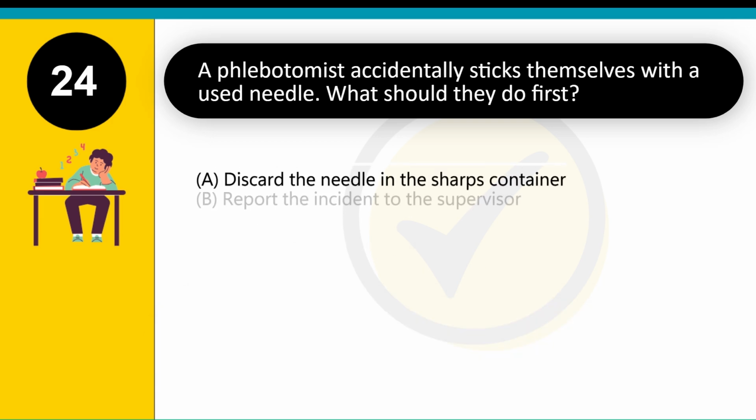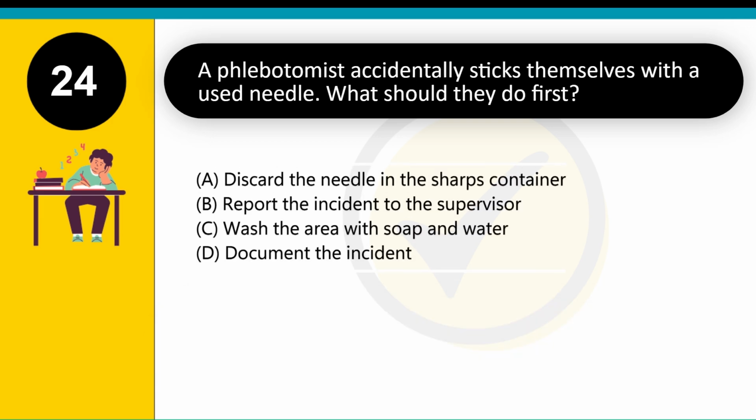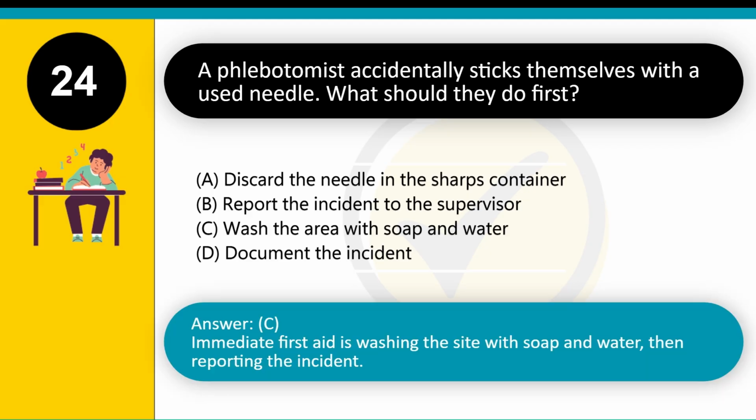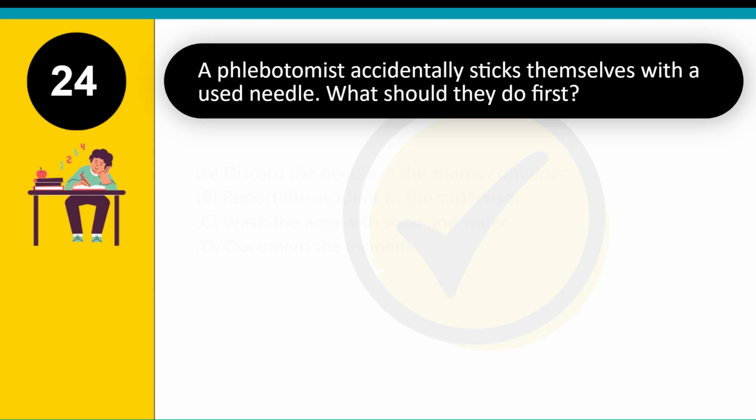A phlebotomist accidentally sticks themselves with a used needle. What should they do first? A. Discard the needle in the sharps container. B. Report the incident to the supervisor. C. Wash the area with soap and water. D. Document the incident. Answer C. Immediate first aid is washing the site with soap and water, then reporting the incident.